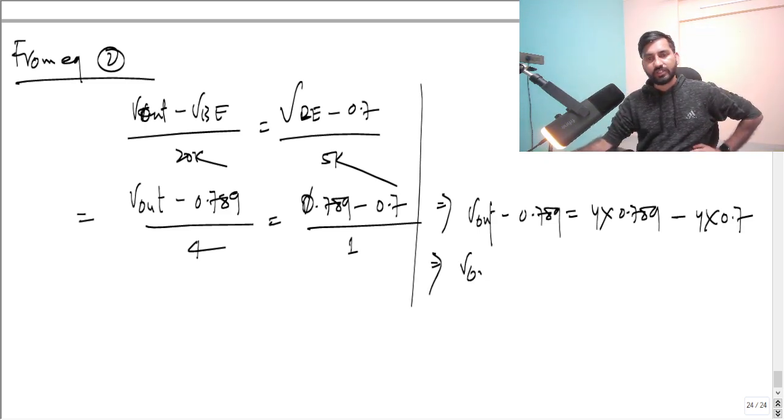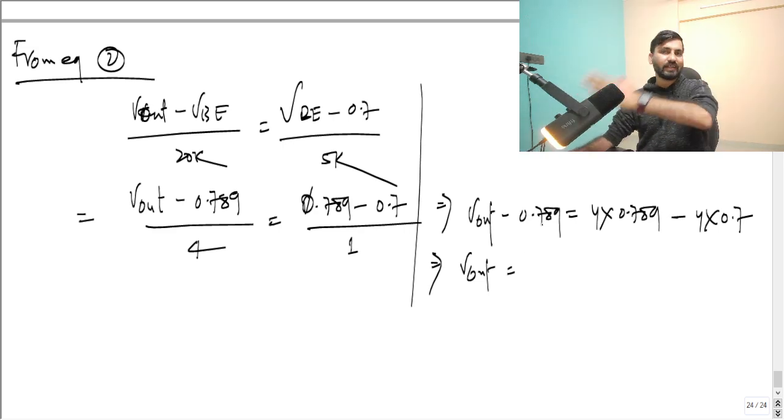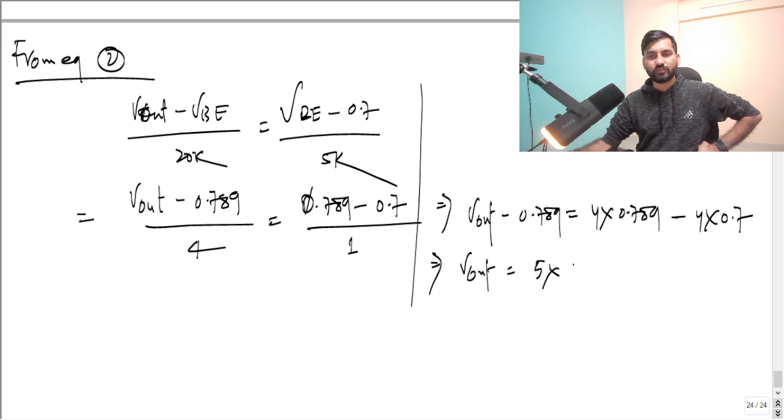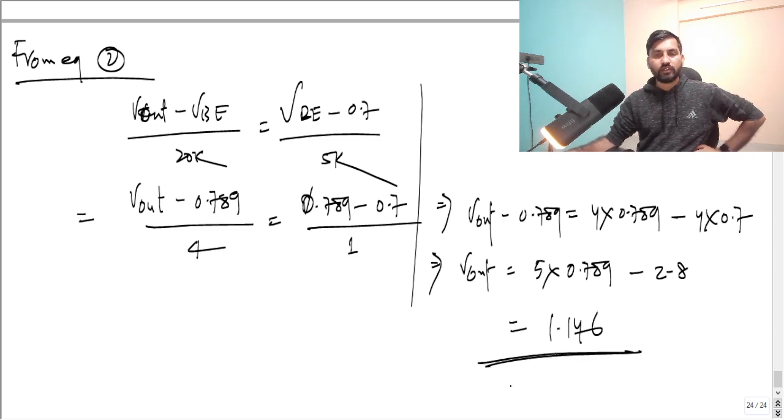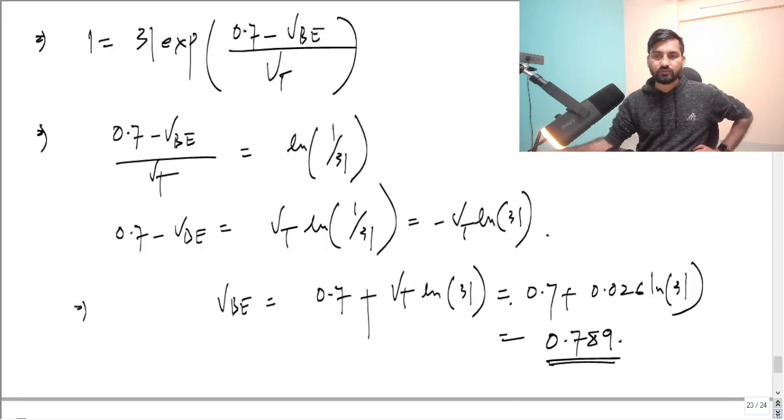So this becomes V out is equal to, you can take this guy that side and take 0.789 common, so this becomes 5 into 0.789 minus 2.8. Just use the calculator again. So 0.789 into 5 minus 2.8. You'll get the answer as 1.146. Since they are asking up to one decimal place, your approximate answer is going to be 1.1. This is the answer for the question.